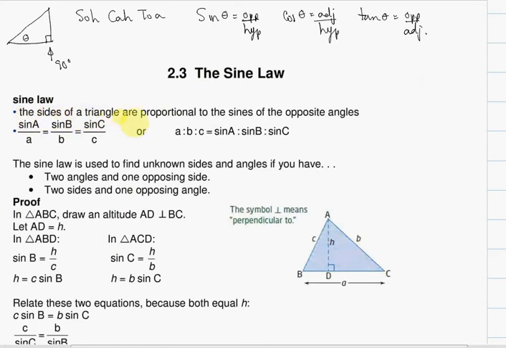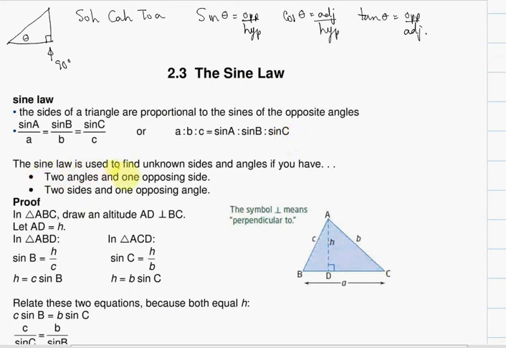The sides of a triangle are proportional to the sines of the opposite angles. This is what it looks like. The sine of angle A over side A is equal to sine of angle B over side B, which is equal to sine of angle C over side C. Or you can write it as A is to B is to C, as sine of A is to sine of B is to sine of C.